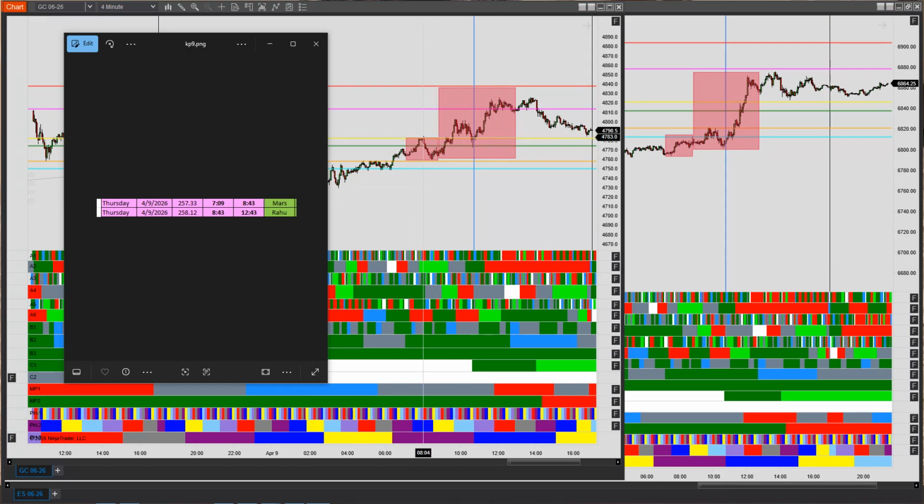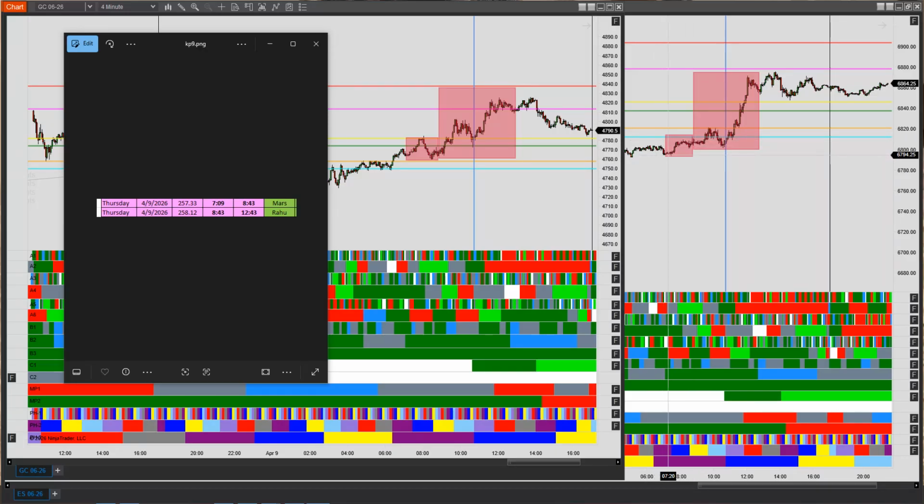So I've overlaid a red rectangle on both charts. The Mars segment is the first triangle here. You can see on gold it was up, back down, and then slightly up. And then when we got to the Rahu segment, we got the three-legged move. We got the up, the down, and the up. Same thing on the ES.